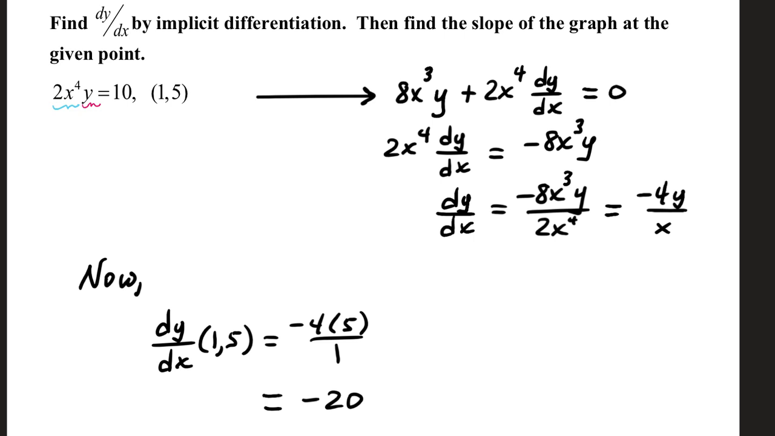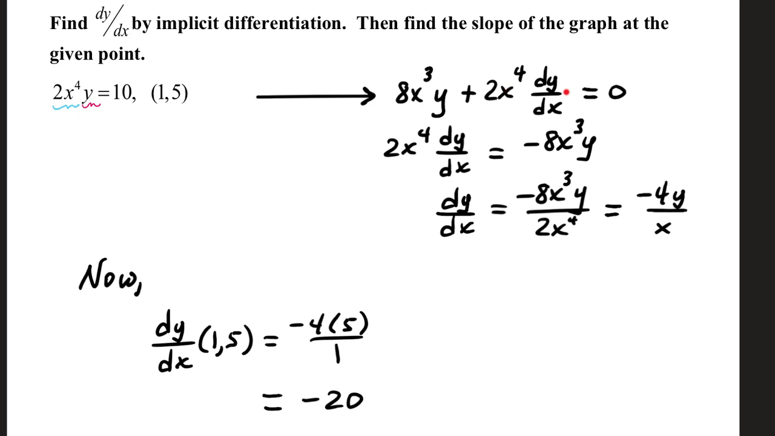Find dy dx by implicit differentiation, then find the slope of the graph at the given point. Remember that these equations don't always produce graphs that will pass a vertical line test, so implicit differentiation is the workaround. You take your derivative. This is going to be a product rule: the product of 2x to the fourth times y. I'm going to call out blue and red when I expand. The derivative of the blue is 8x cubed times the red, plus the blue times the derivative of the red.